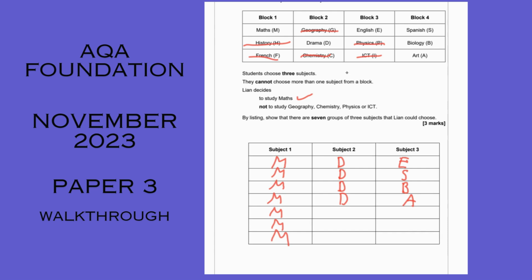Let's now move on. Replace the drama with English. We don't want to put drama in there because that's already been covered. So we now move on to English with the options of what's in block 4. And we have English and English. And we're done. We've got the 7 possibilities.